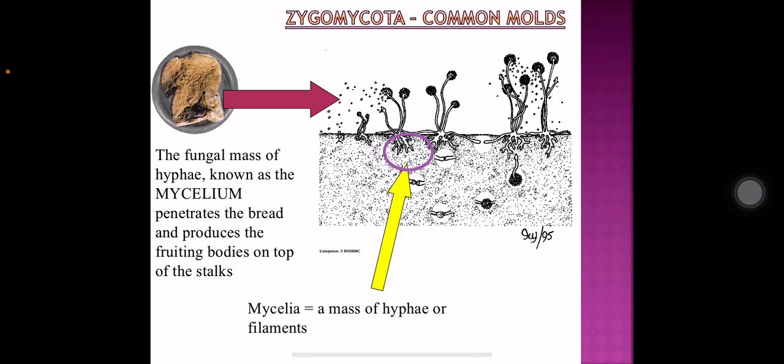Hence you can see that when this fungus starts growing in the bread, in just a single day, the entire surface of the bread becomes covered by fungus, because by means of the aerial spores, the fungus is spreading in the entire bread.